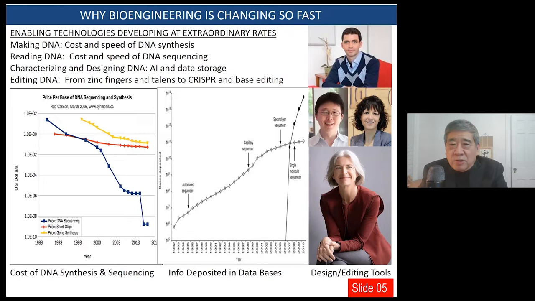Now, we have a series of graphs, some from MIT, since we're required to have graphs and charts. Those are log scales, exponentials on the vertical axis. If you look at the left, making DNA, the cost and the speed of DNA synthesis, and reading DNA, the cost and speed of DNA sequencing, our ability to make and read DNA has been improving at extraordinary rates. You can see that blue line, which is on sequencing, and you can look at the yellow line on gene synthesis. Big changes taking place.